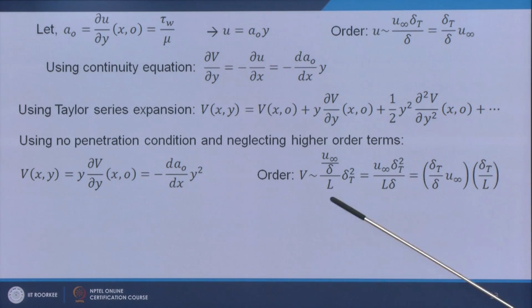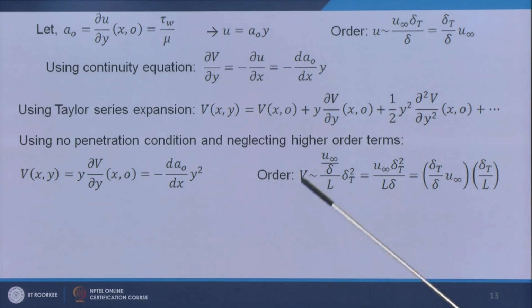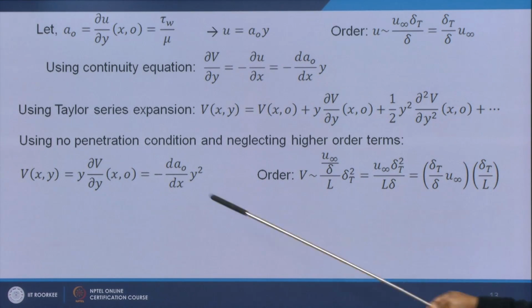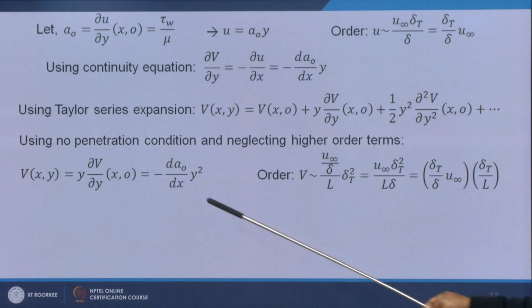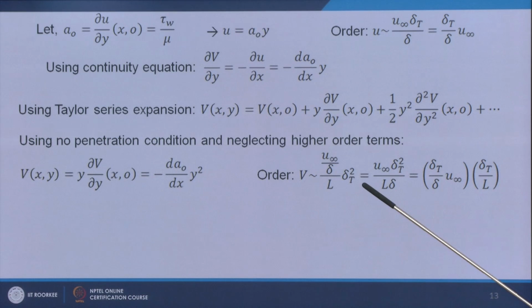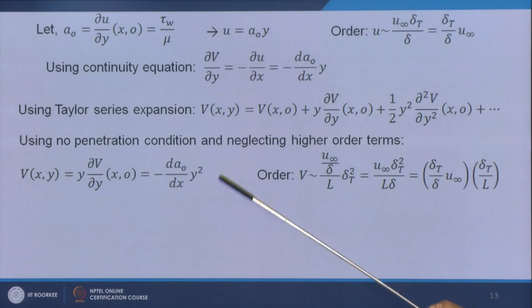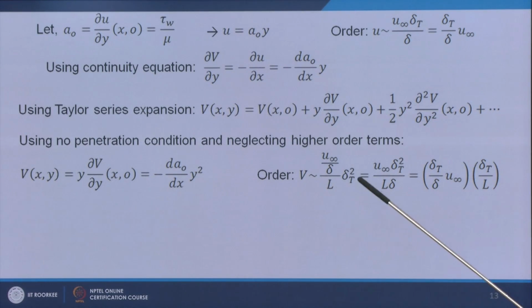So if we try to see the order of this V now, for A naught the order will be something like U by L, so U by δ. Here this X is coming as L, and Y, as we are talking about thermal boundary layer thickness, comes as δ_T square. So remember, whenever we have considered this Y, it is replaced by δ, and whenever we have considered this Y, it is replaced by δ_T square. Okay. So V becomes of the order of δ_T by δ into U infinity multiplied by δ_T by L.